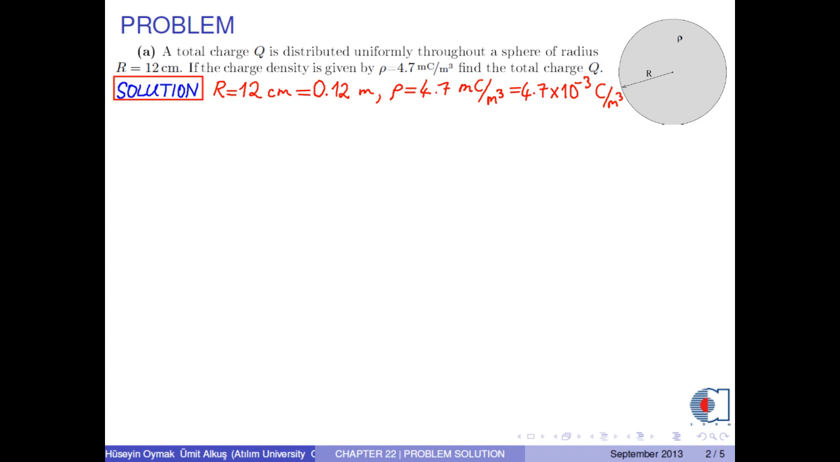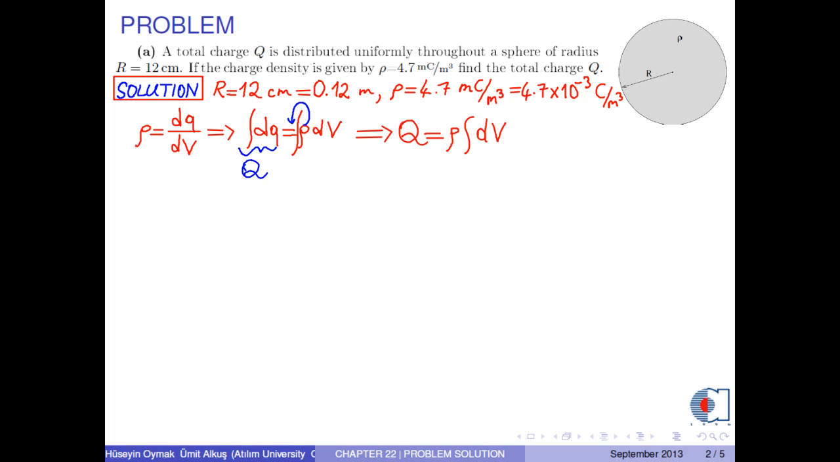The volume charge density ρ is equal to dq over dv, where dq is the infinitesimal charge in the infinitesimal volume dv, from which we can write dq equals ρ times dv. If we take the integral of both sides, we say that integral of dq is the total charge capital Q, and since ρ is constant, it can be taken outside the integral sign. Therefore, we obtain Q equals ρ times integral of dv.